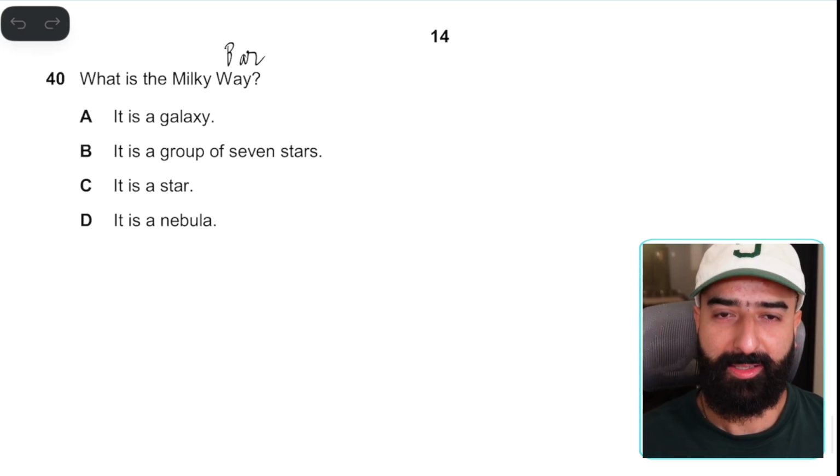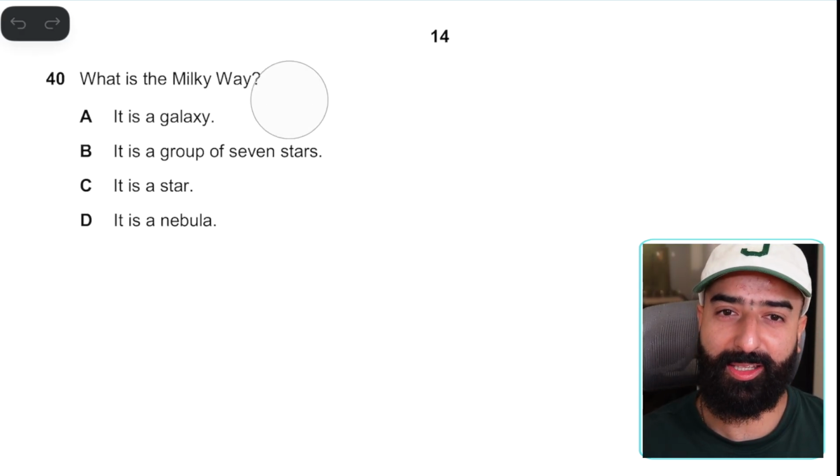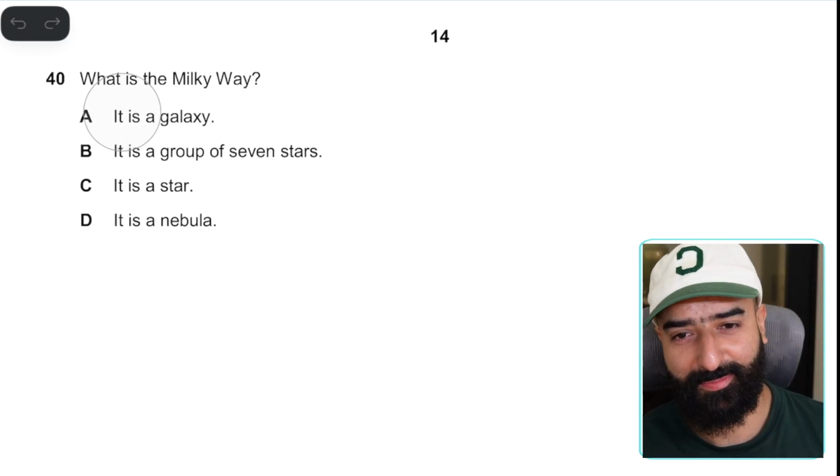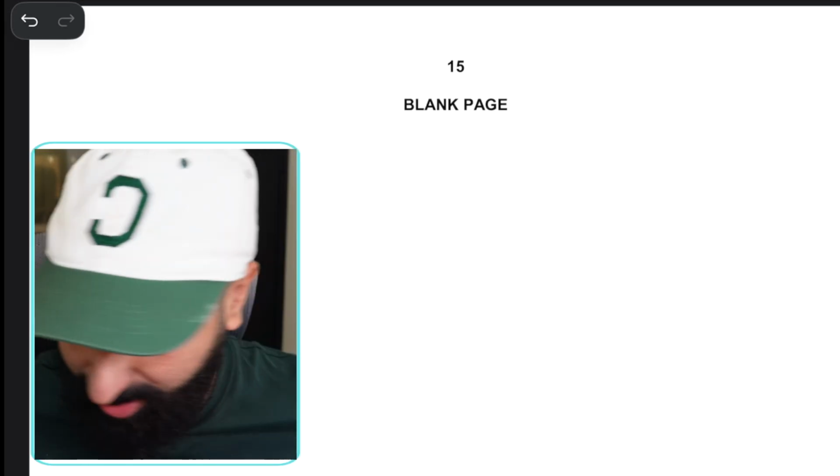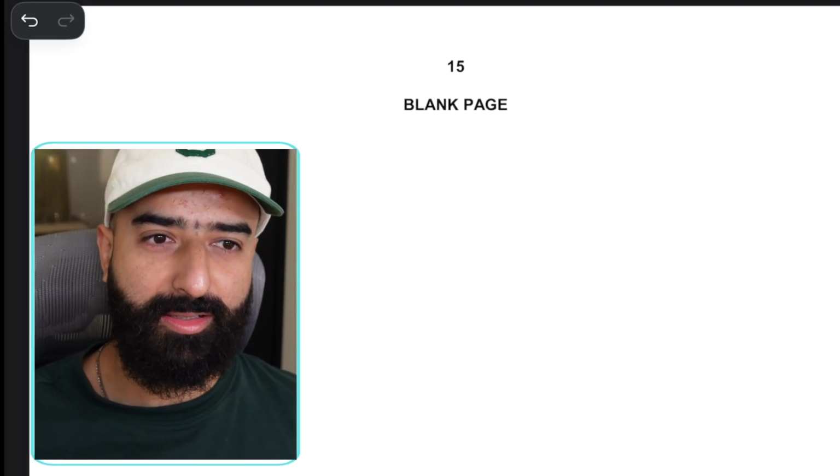So, okay, what's the Milky Way? It's a galaxy. Okay, real simple. That's it. We went through this paper in, I think, maybe 20 minutes or less.